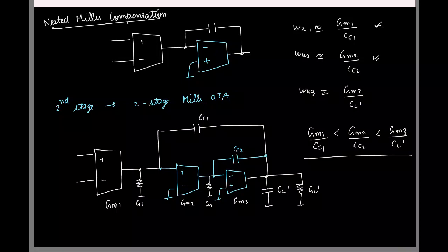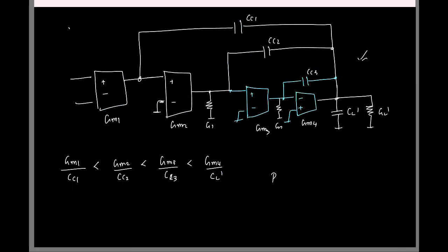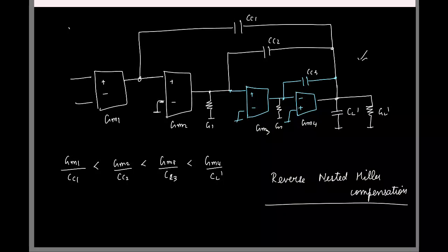And this is not the only way in which you can get a multi-stage OTA. As I mentioned, the thought process we took was we kept replacing the second stage in a 2-stage OTA by higher order stages. There are also a couple of other techniques in which Miller compensation can be done. If you are interested, you can read it up. We have something called reverse nested Miller compensation. I will not explain it, but you can read up if you are interested. Cool. So that kind of ends the discussion on Miller compensation.